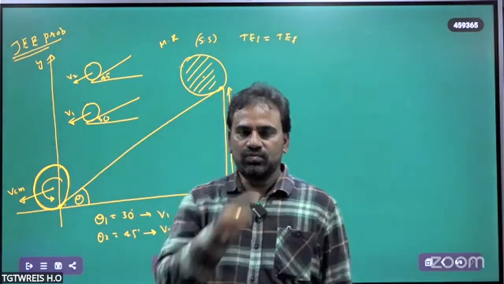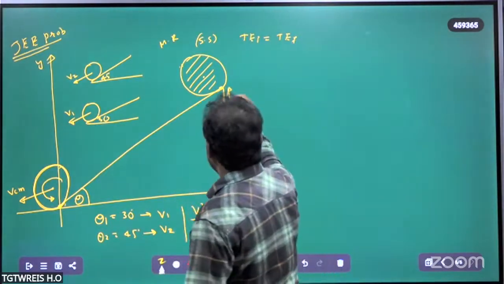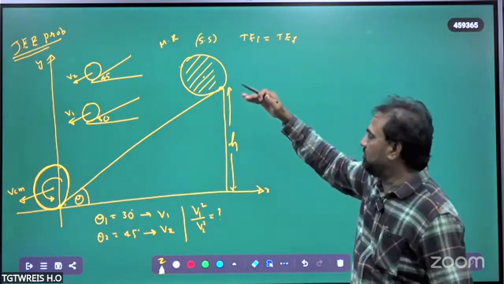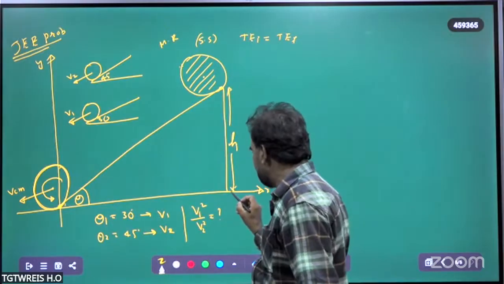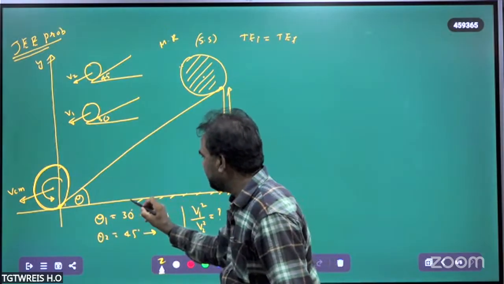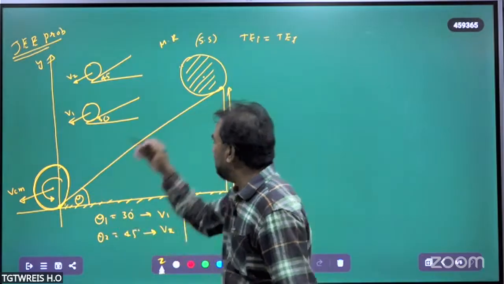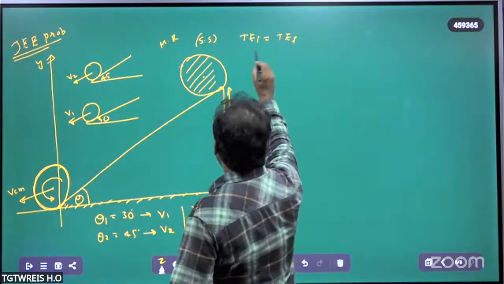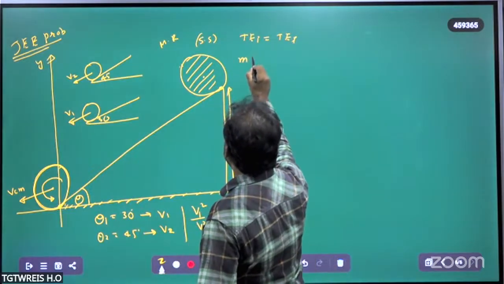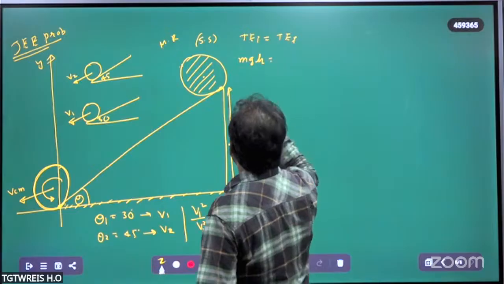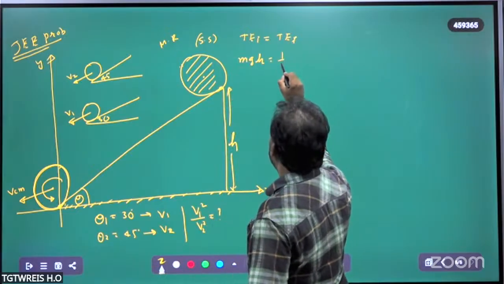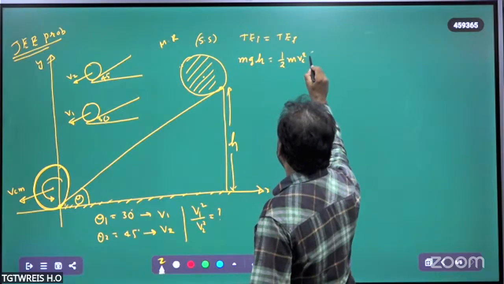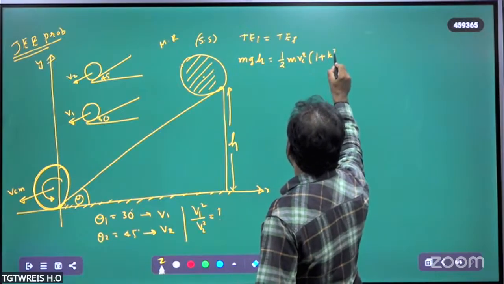So what is the total initial energy? When the object is on the top of the inclined plane, with respect to the ground the object has only potential energy. Potential energy is equal to mgh, which is equal to half m v square into 1 plus k square upon r square.